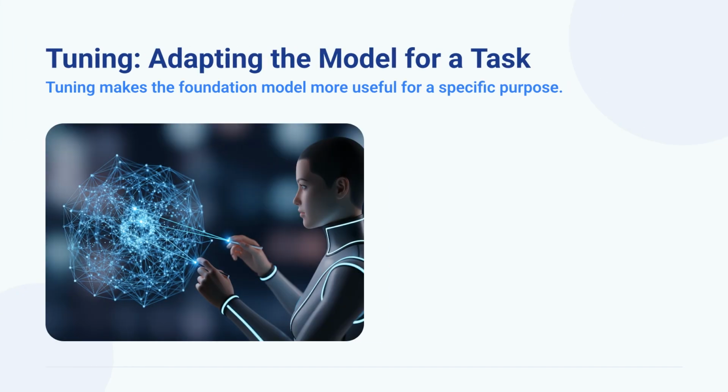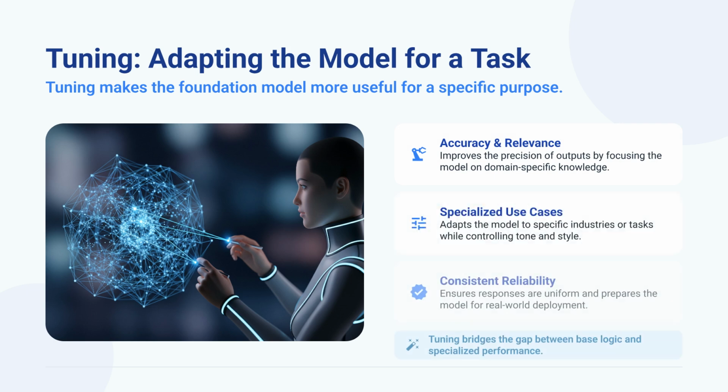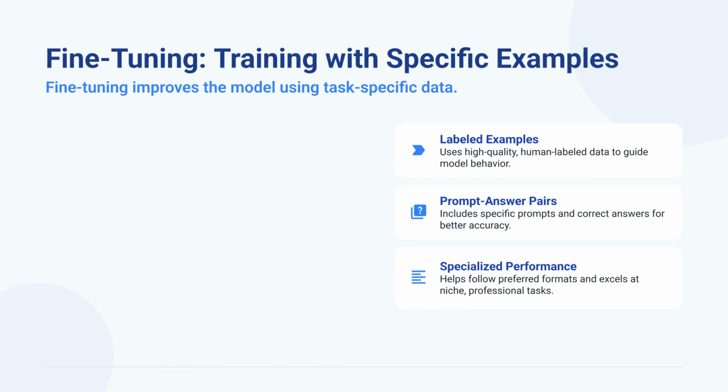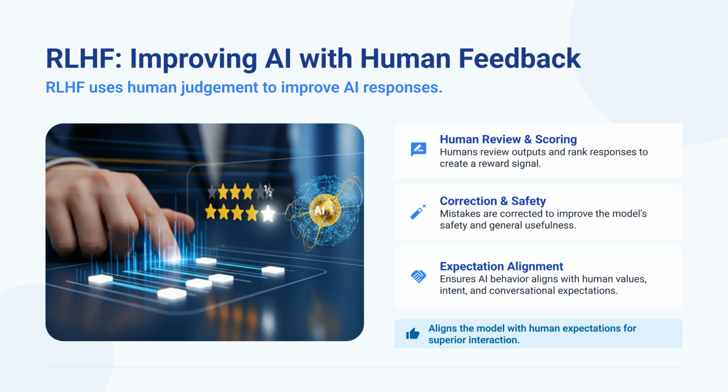Tuning adapts the base foundation model for a specific task. This improves accuracy and relevance for specialized use cases, ensuring consistent reliability for deployment. Tuning bridges the gap between base logic and specialized performance. Fine-tuning uses task-specific data, like labeled examples and prompt answer pairs, to significantly boost domain-specific performance. This helps the model follow preferred formats and excel at niche tasks.